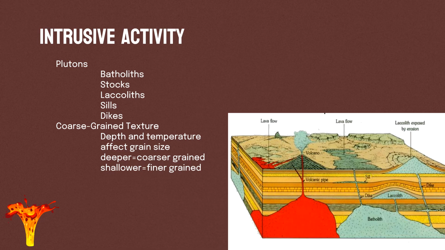And then a sill is shown right here, and it is a pluton that fills in gaps that are parallel to the rock layers. Okay, so it finds a fissure in the rock and then it fills in parallel to the rock layers.